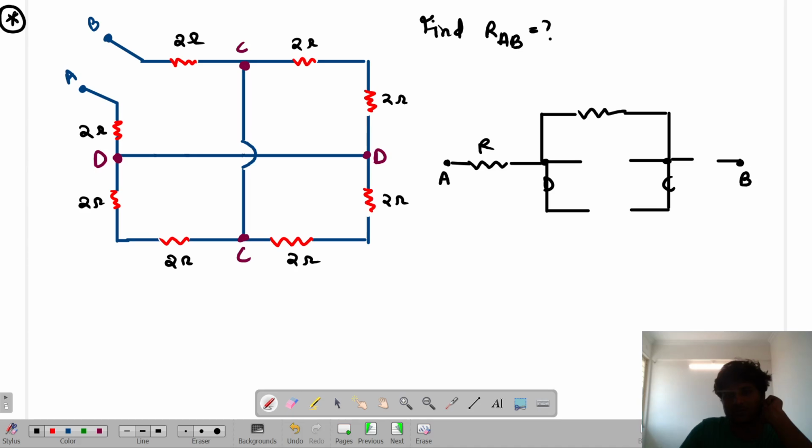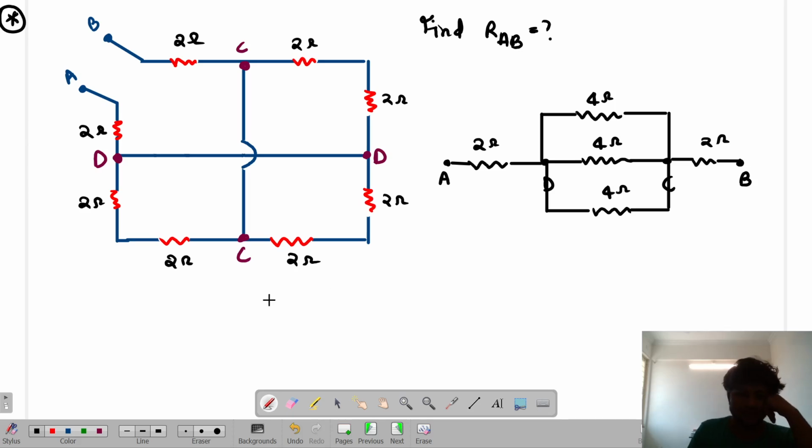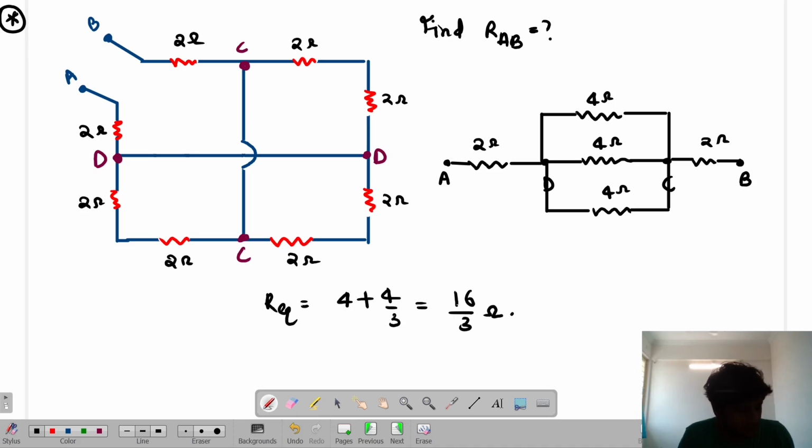Sorry, this is 2 ohms. This is 4 ohms. This is how much? So once again I am saying, whenever you see a conducting wire, mark it as the same potential. You'll get the same answer. So this will be how much? 1 by 4 plus 1 by 4 plus 1 by 4 means 4 by 3. So R equivalent is 2 plus 2, 4, plus 4 by 3, means 12 plus 4 by 3, which is 16 by 3 ohms. Is that clear? Are you able to get me?